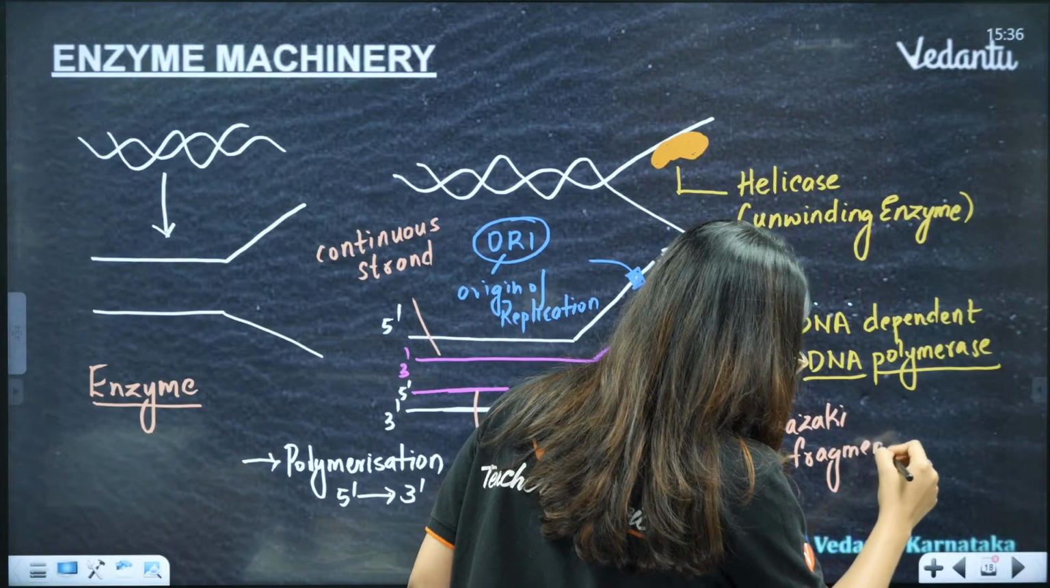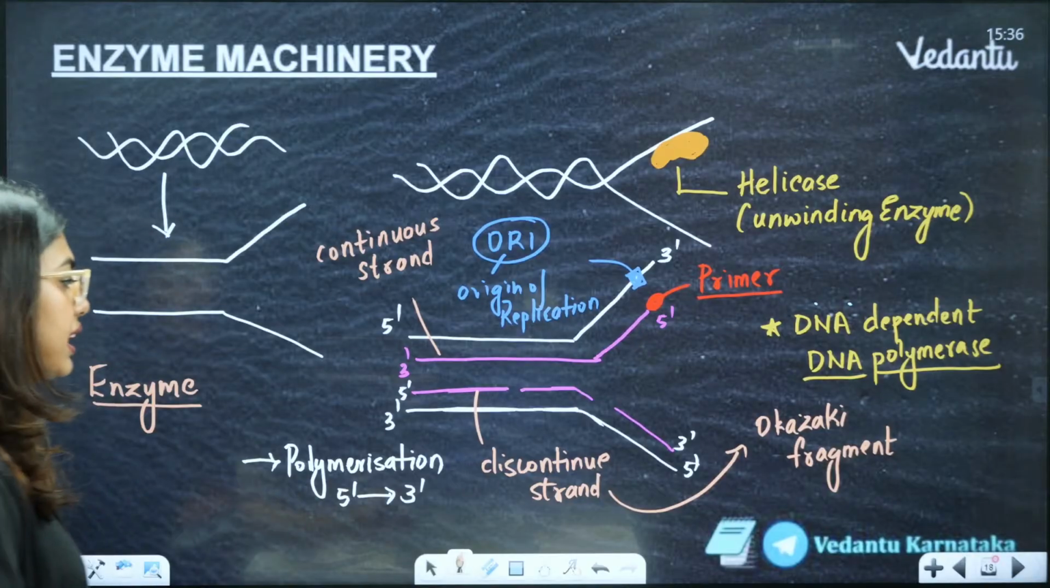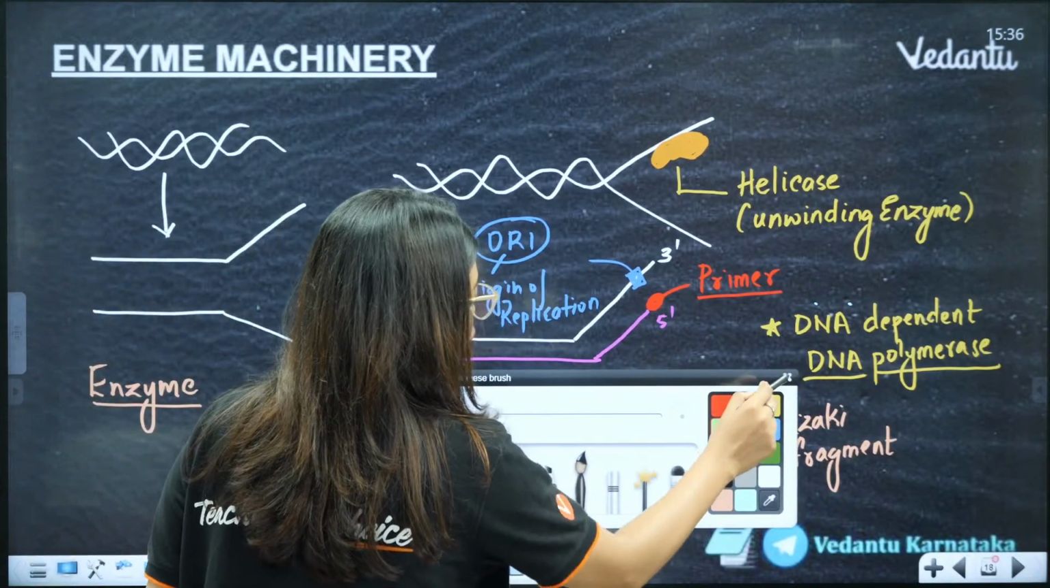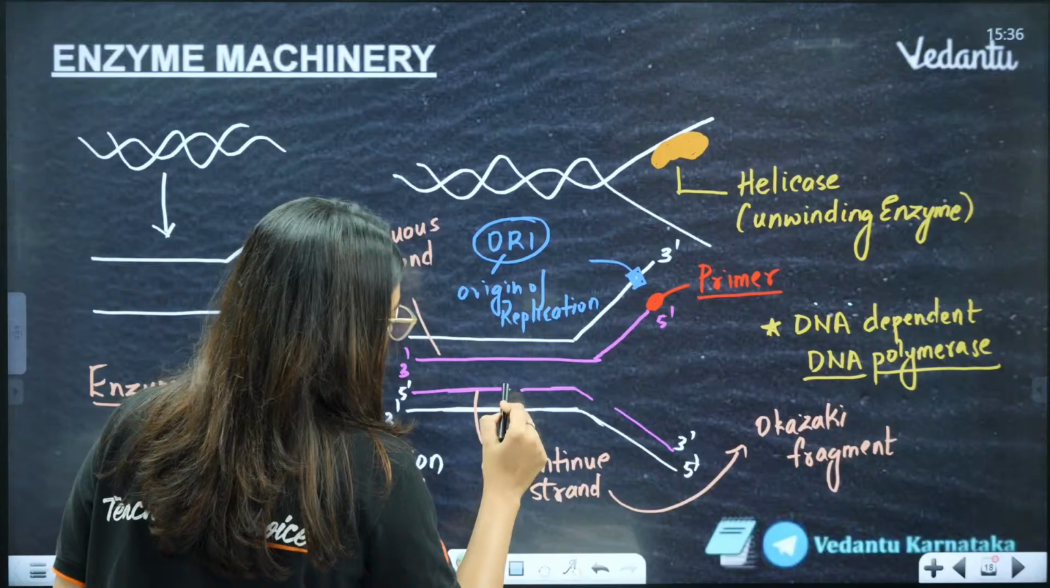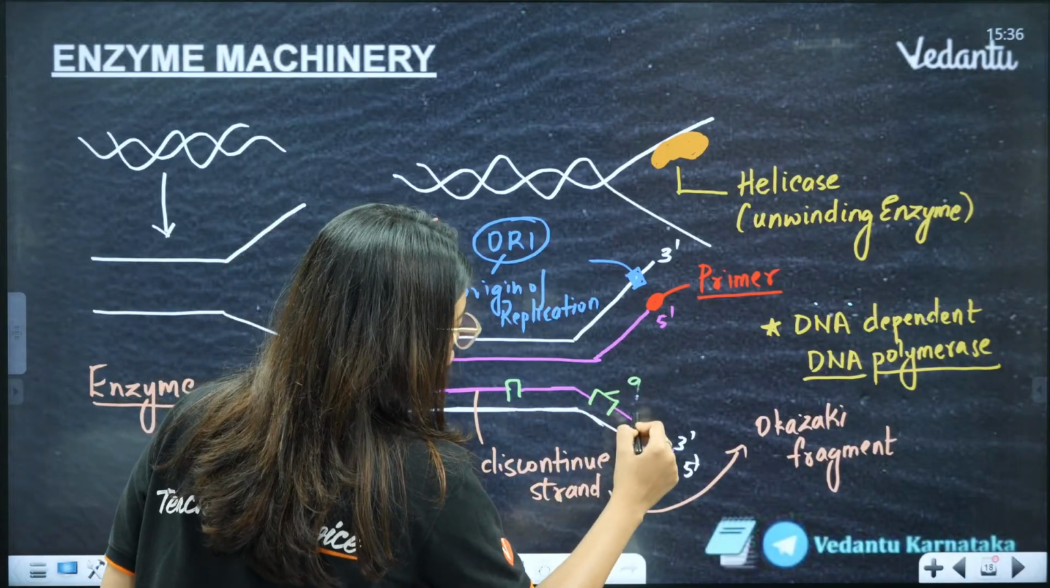Now, can I leave the fragments like this? Obviously, I cannot leave any incomplete DNA. So I will take the help of one person who is called DNA ligase. What will DNA ligase do? He will do the gluing. Okay, he will do the gluing.